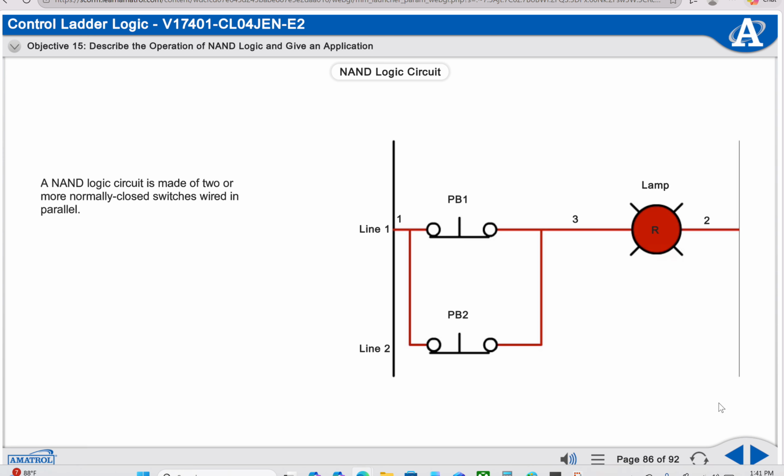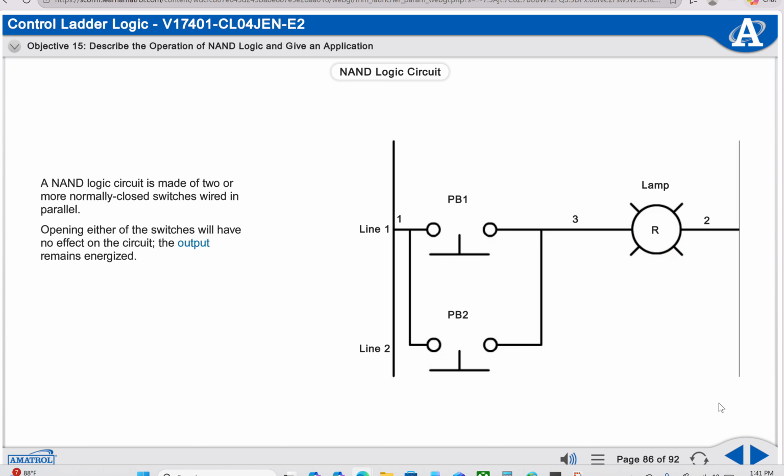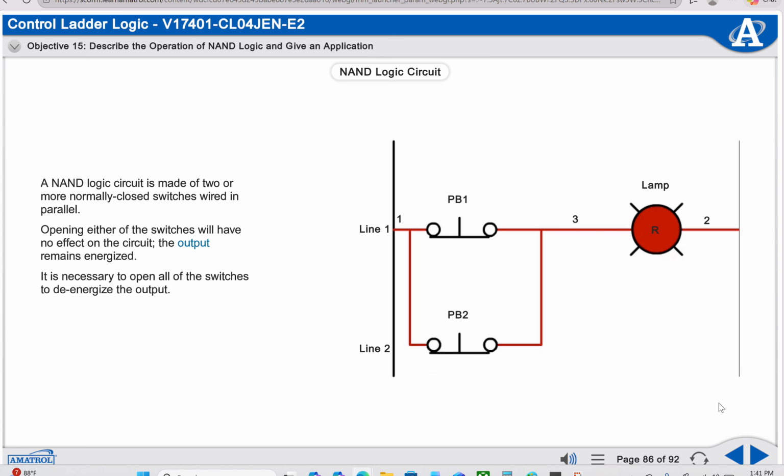A NAND logic circuit is made of two or more normally closed switches wired in parallel. Opening either of the switches will have no effect on the circuit. The output remains energized. It is necessary to open all of the switches to de-energize the output.